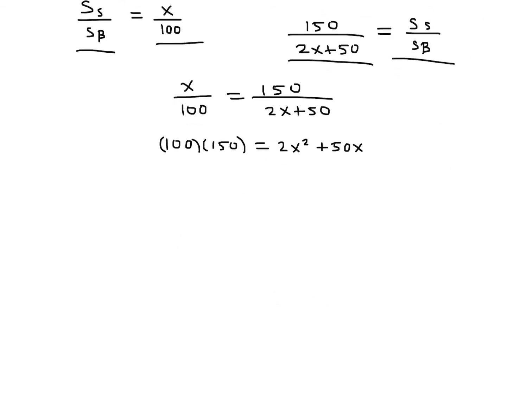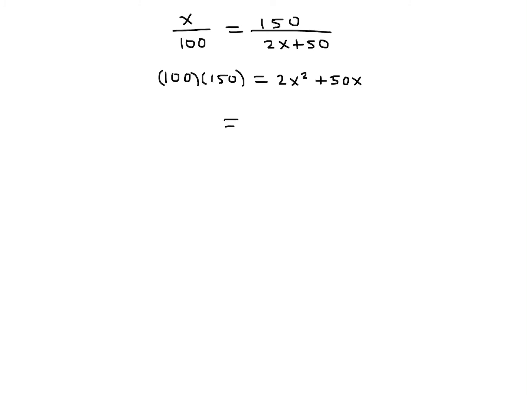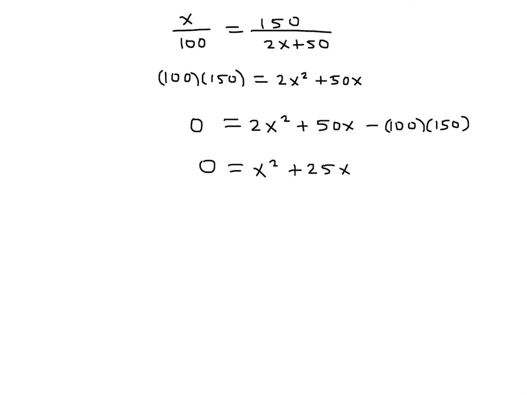And then maybe we can factor, or maybe we need a quadratic, I'm not sure. Let's see. Put everything on one side first. Minus 100 times 150, like that, is 0. If I divide through by 2, we'll simplify things. So x squared plus 25x minus 50 times 150.